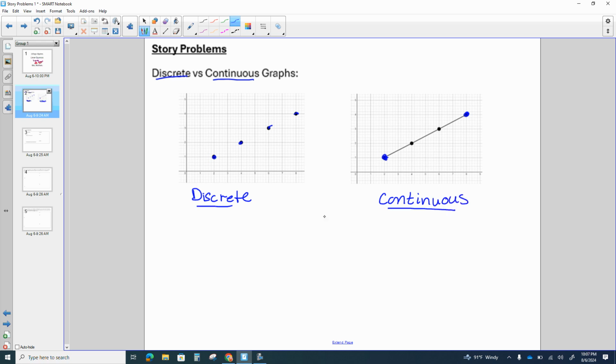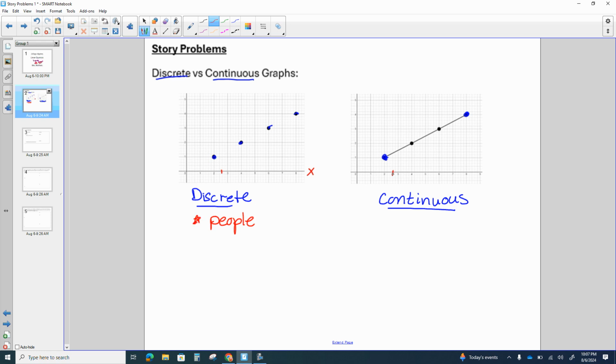When we're talking about story problems, it gets a little trickier. Think of the domain, your x values, and ask yourself, in the story problem, can I have a half? For instance, can I have 2.5? Does it exist? Let's say x represents people. Well, I can't have 2.5 people. I either have 2 people or 3 people. I can't have half a person. That won't exist, so that would be a good definition of a discrete situation.